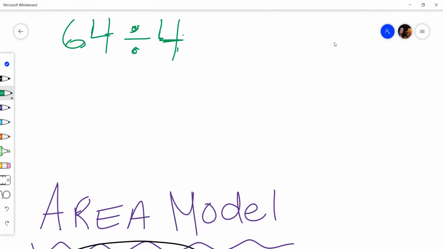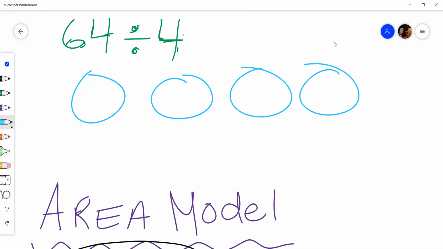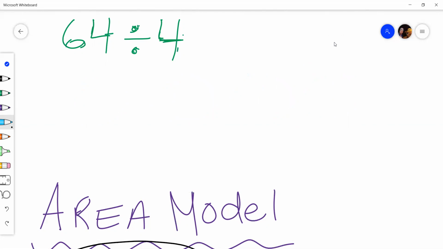Now, I could start and say, oh yeah, cool, let's do 4 circles, and then let's start 1, 2, 3, 4, 5, 6, 7, 8. But I'm going to be here for a really long time if I do that. Because I have 64, the number's not too big, it will just take too long. So this is where we can use area model.